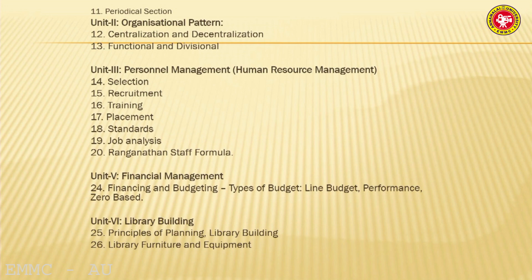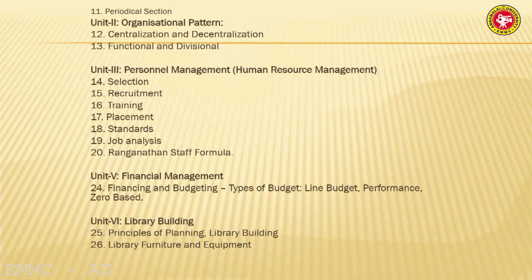Then the second unit, organizational pattern. In the organizational pattern, centralization and decentralization: what are the benefits and merits, what are the demerits when we implement centralized processing and centralized cataloging, and what are the demerits and benefits of decentralization among the libraries. Then the functional and the divisional organization pattern.